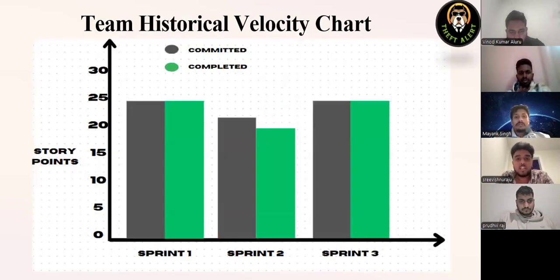This is the team historical velocity chart. In sprint 1, we committed for 24 and we have successfully completed the assigned story points. In sprint 2, we couldn't complete all the story points, but we completed 83 percent. And in sprint 3, as I told you, we were experienced and we got to know what to do and we learned a lot. So we successfully completed the story points in sprint 3.